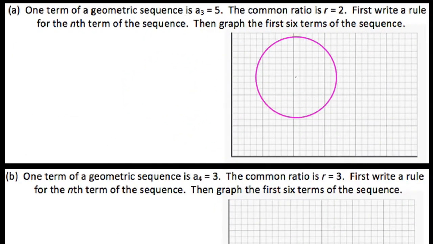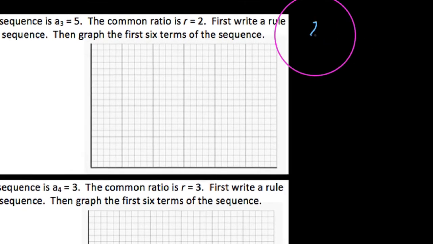My second video in my module on geometric sequences, in which we're going to focus on graphing geometric sequences as well as finding a rule for the nth term of the sequence. So let's go ahead and get started. Really quickly, just a review of what we mean by geometric sequence.